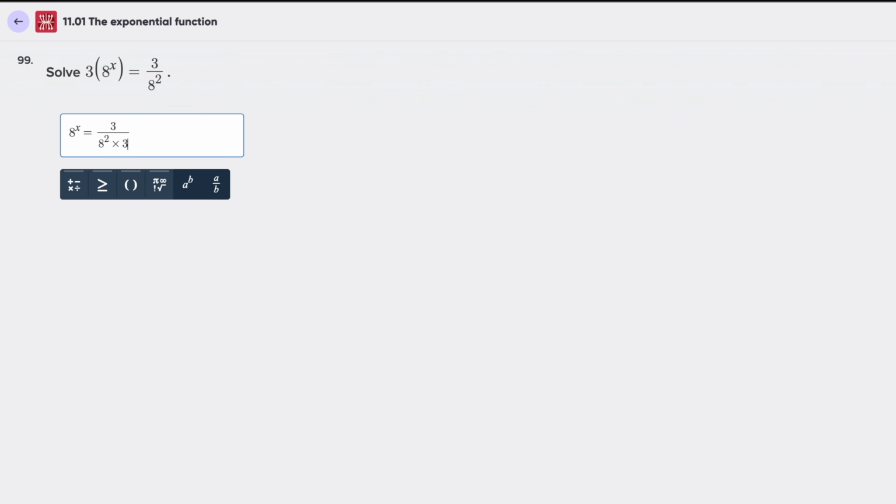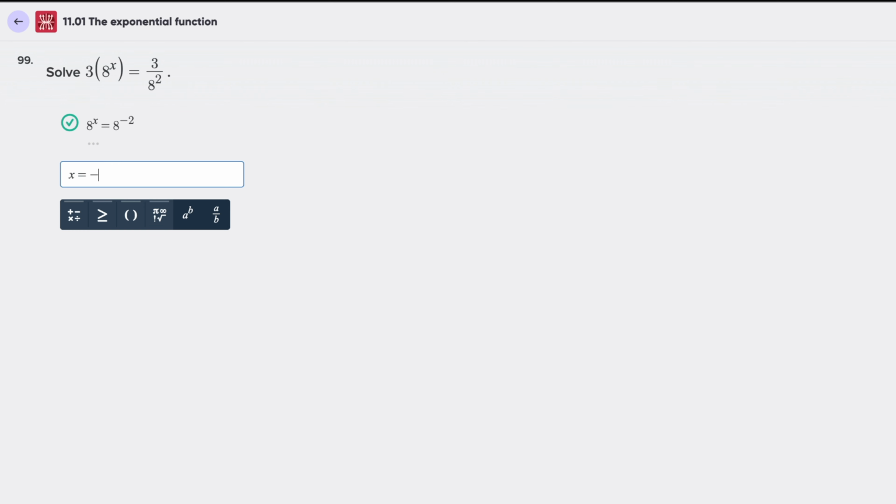3 and 3 cancel out and become 1. And you're left with 1 over 8 squared, which is the same as 8 to the power of -2, which means that x is equal to -2.